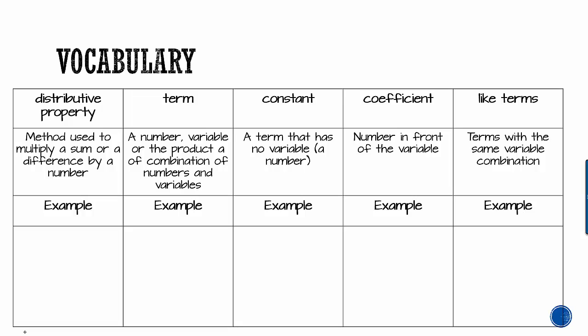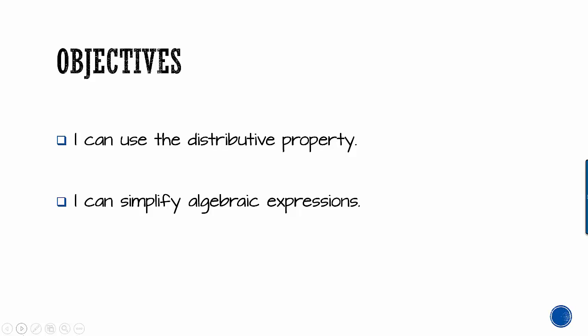A term is a number, variable, or the product of a combination of numbers and variables. A constant is a term that has no variable, so just a plain old number. Coefficient is the number in front of a variable. And like terms are terms with the same variable combination. So make sure you have examples of each of these for tomorrow.